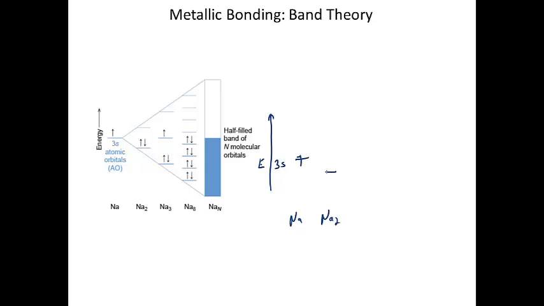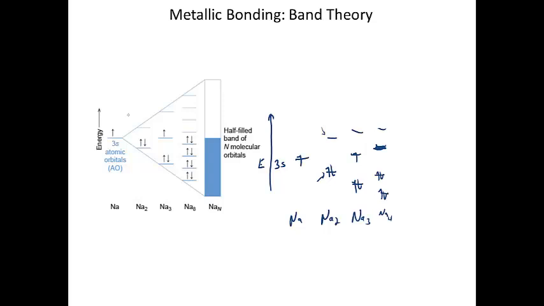If you have two sodium atoms, you'd actually have two orbitals, and the two electrons would be down there. And they're more stable because they're lower in energy, so that's a bonding orbital. And that would be an antibonding orbital, but it's not filled. Na3 would be here, here, and here, and you'd have 3 electrons in it. Na4 would have here, here, here, and here, and you'd have these filled.